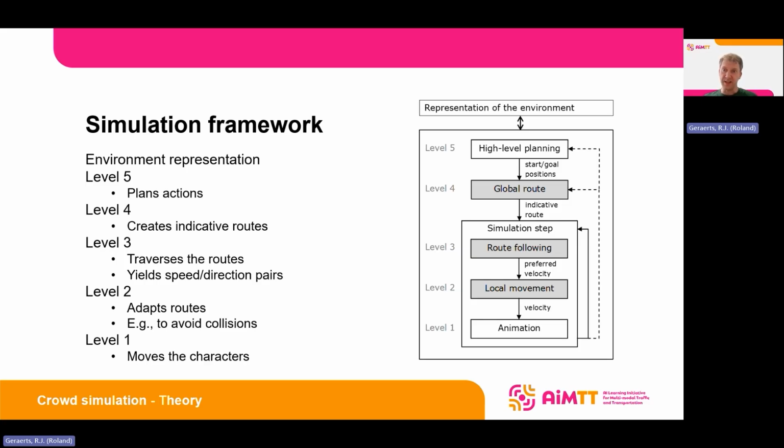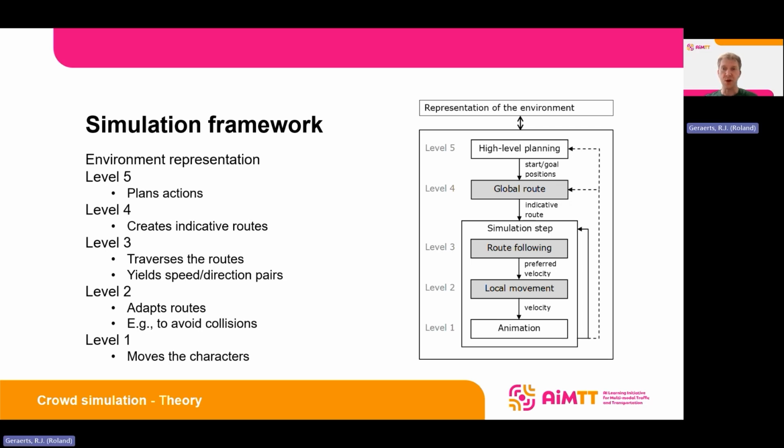Below that is the route following level. Here individuals begin to traverse their planned routes. At each moment, the simulation calculates a preferred direction and speed, often referred to as preferred velocity. This represents how a person would ideally like to move if there were no obstacles or other people nearby.